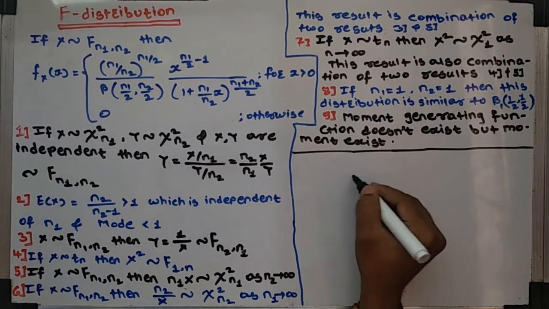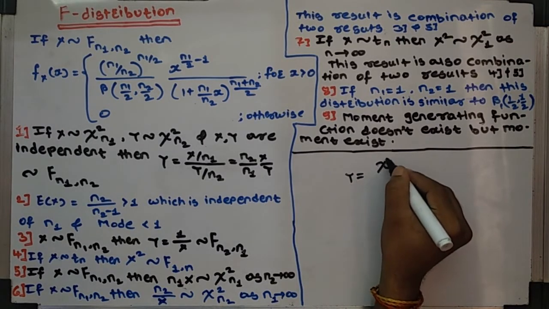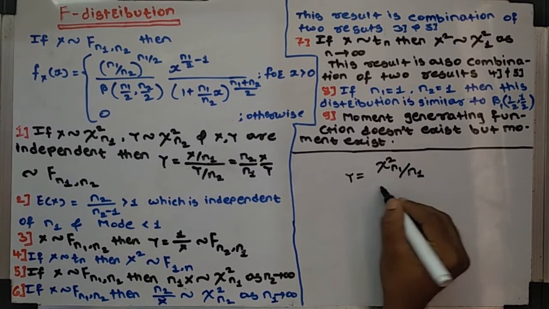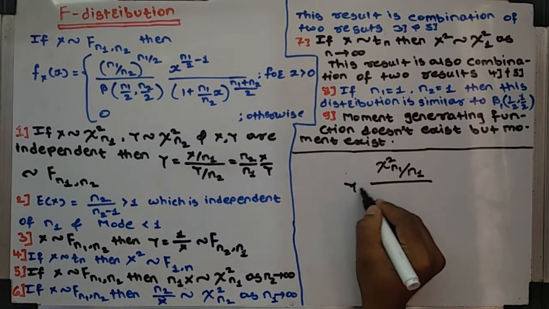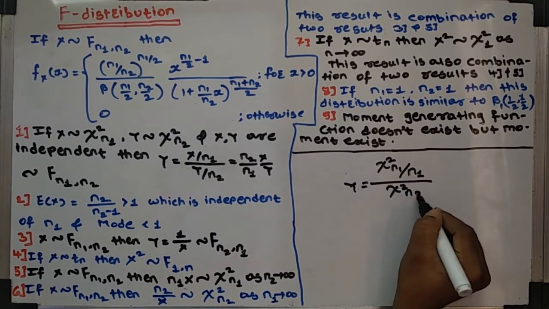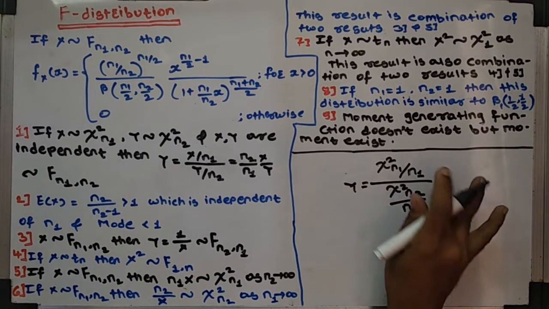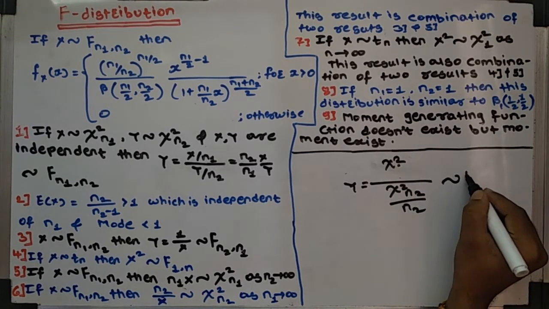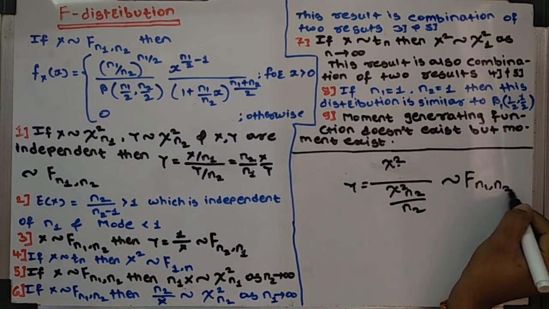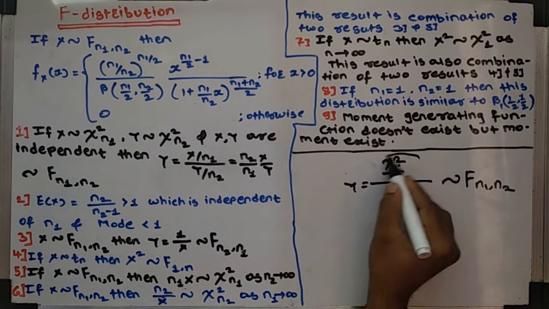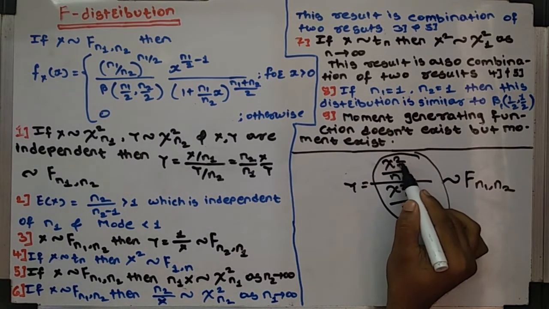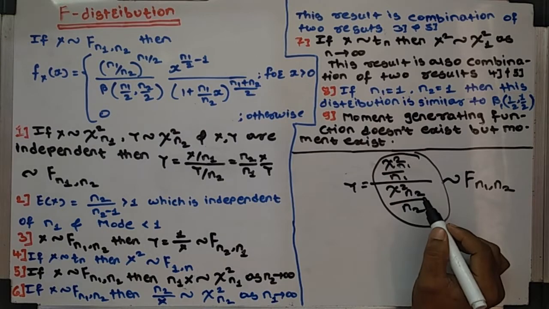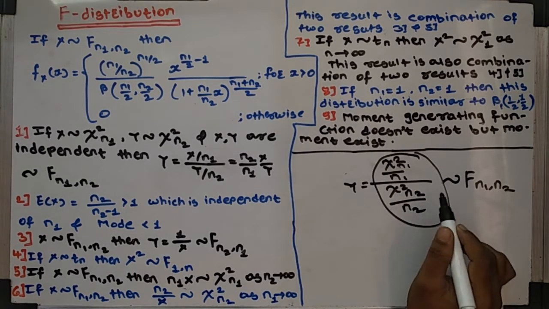How to remember this result? Here the first random variable is chi-square with n1 degrees of freedom divided by its degree of freedom n1, and the second random variable is chi-square with n2 degrees of freedom divided by its degree of freedom n2. This follows F distribution with parameters n1, n2. So we remember this result in this form: chi-square with n1 divided by its degree of freedom n1, whole divided by chi-square with n2 divided by its degree of freedom n2.